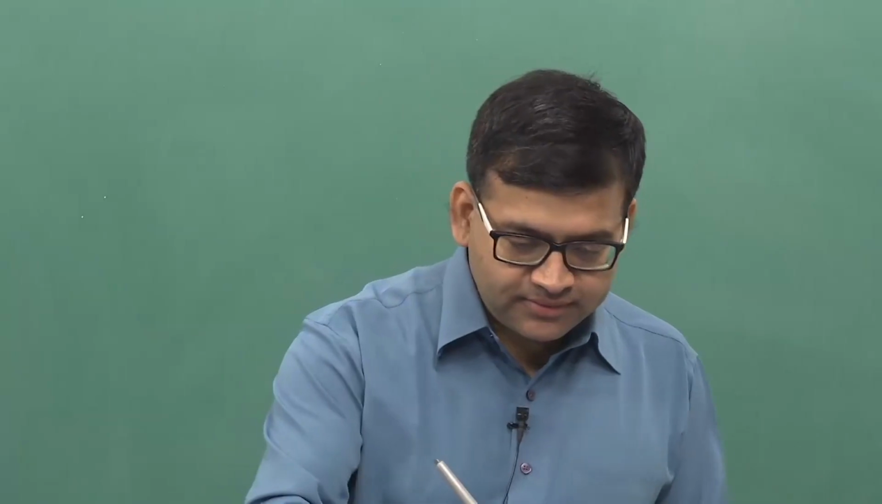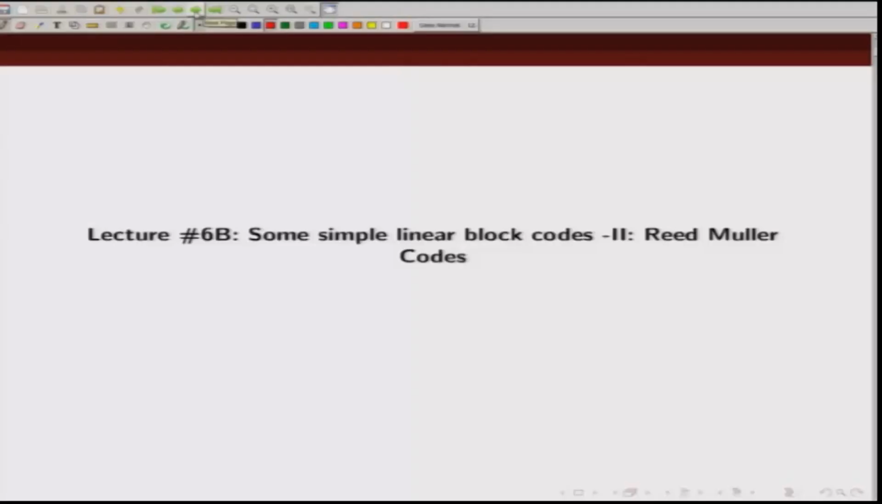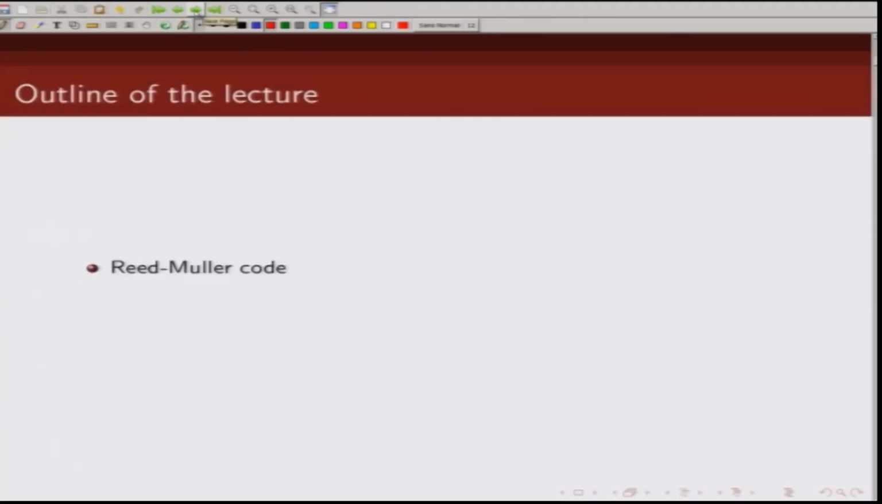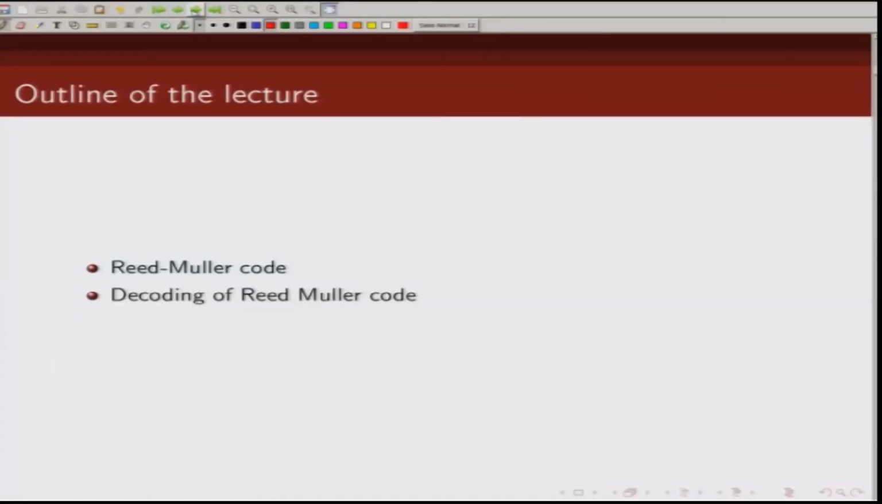Continue our discussions on some simple linear block codes. This time we are going to discuss Reed-Muller codes. We will talk about their construction, we will give an example, we will prove some properties of Reed-Muller code, and then we will talk about decoding of Reed-Muller code.